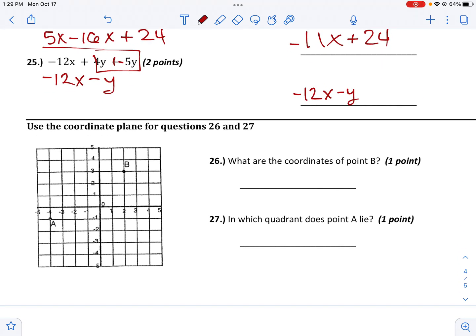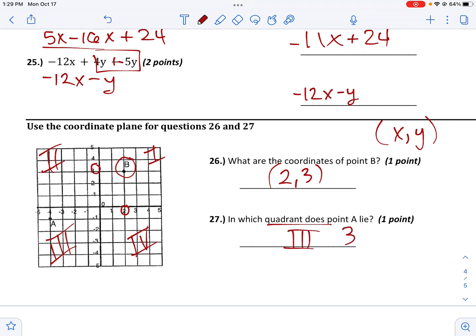Numbers 26 and 27, we're going to look at the coordinate plane. What are the coordinates of point B? Well, point B, remember, ordered pairs are x comma y. So that's 2 and 3. So 2 comma 3. In which quadrant does point A lie? Remember, this is quadrant 1, 2, 3, and 4. So point A is in quadrant 3. Or if you wanted to write it with the numeral, that's fine too.